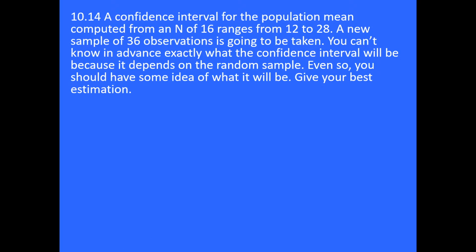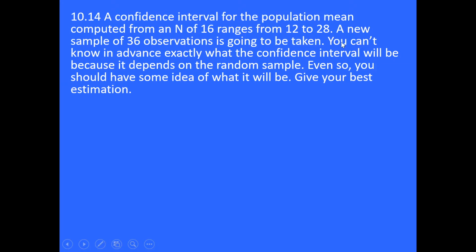This is one that students frequently have trouble with. Let's see what we've got here. We have a confidence interval for a population mean computed for an n of 16. It ranges from 12 to 28. So we've got the confidence interval and we have the sample size. But all those other things that go into computing the confidence interval, we don't have here. So we're going to have to figure out how we can get them.